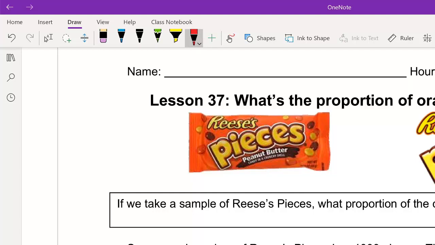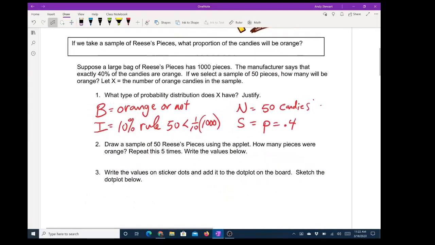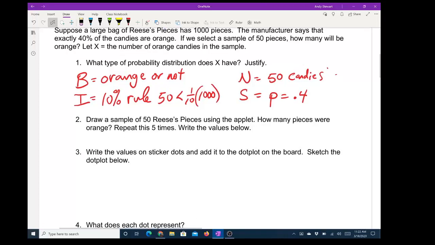Any questions so far? So there's what I have for number one. It's basically what we were doing in the last unit with binomials. We're trying to figure out what it is exactly.